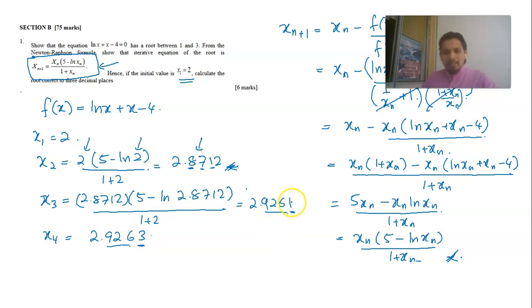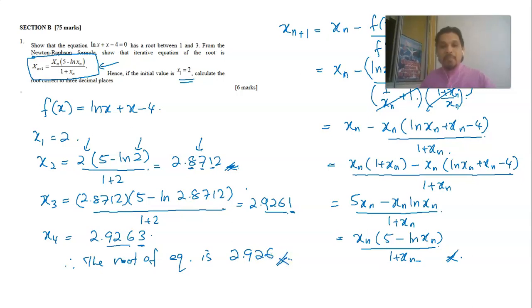So look at this one, 1 and 3. 1 is less than 5. It did not change the last term value of 6 here. It remains 6. And also 3, which is less than 5. It did not change this 6 up to 7. It remains 6 here. So then the root of the equation is 2.926. There you go.